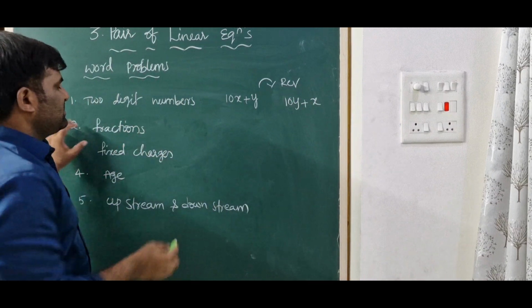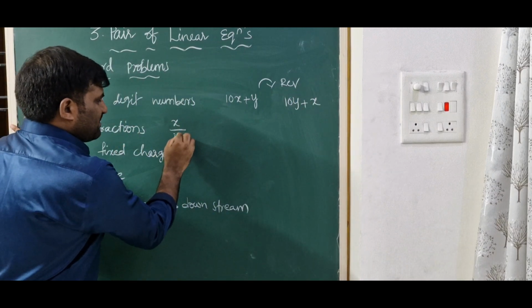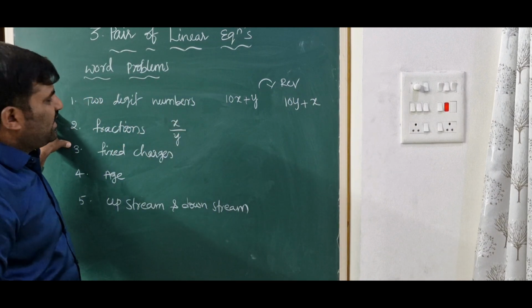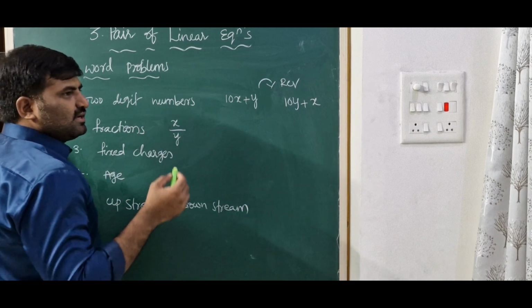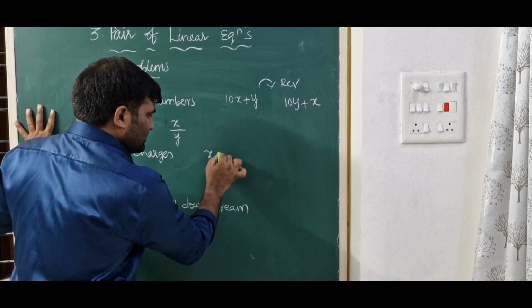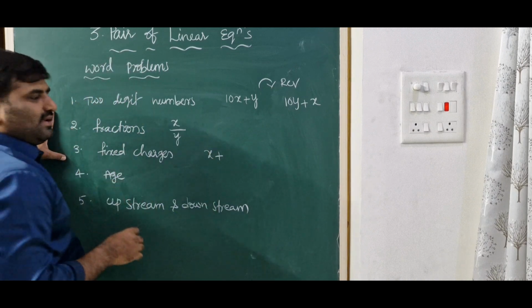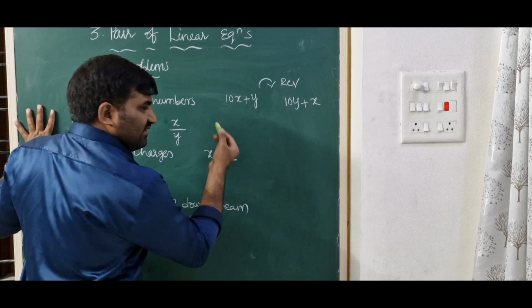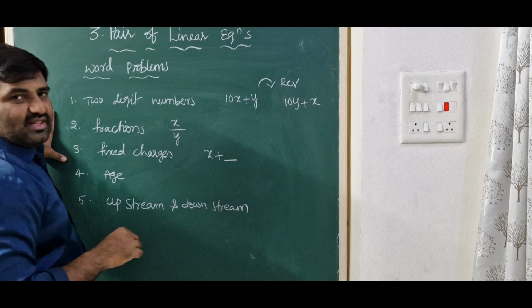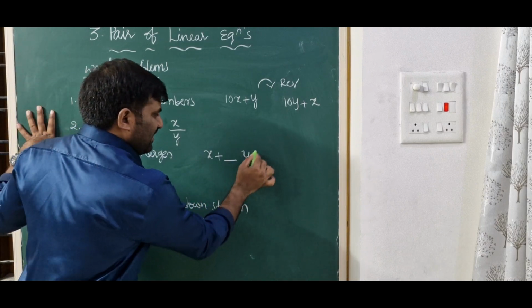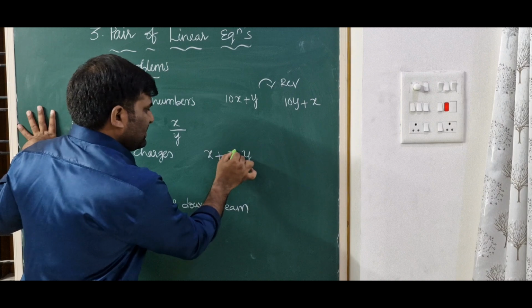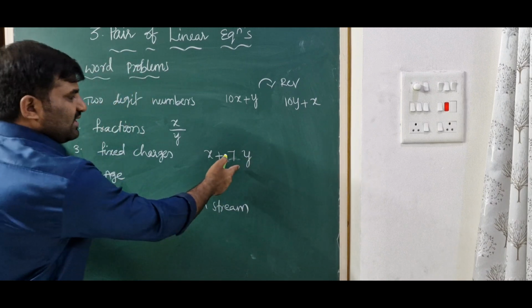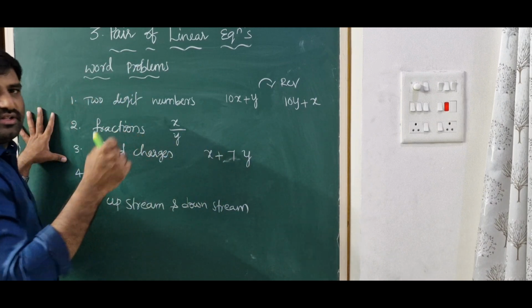Next, fractions. Always you can take the fraction as x by y, x is in the numerator and y is in the denominator. Fixed charges questions also. Sometimes the fixed charge will be given as x, and the distance will be given in the question, and the cost per kilometer will be y. For example, for 7 kilometers distance, the fixed charge is x, plus 7y. So this number will change based on the given question.